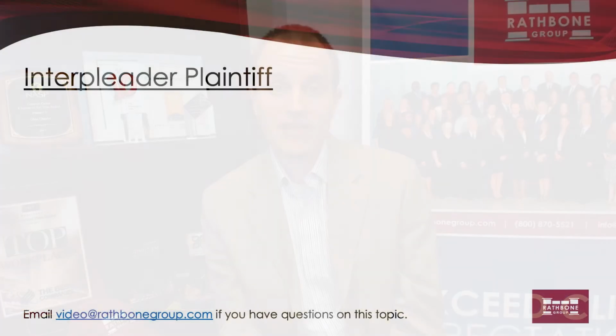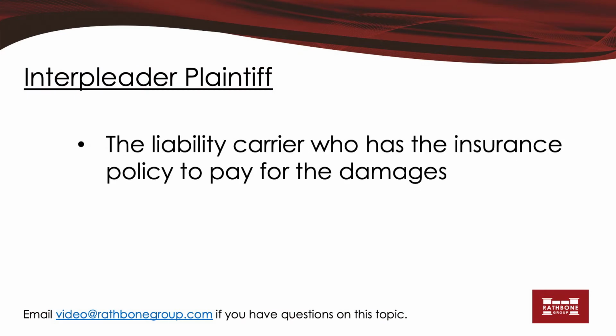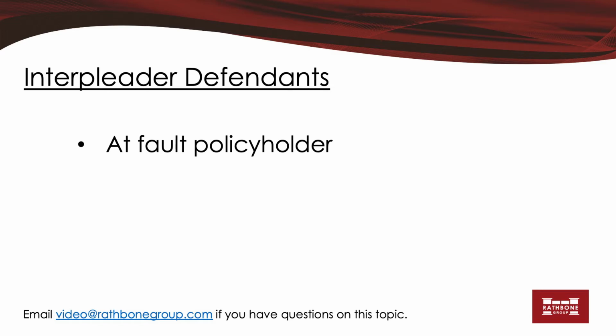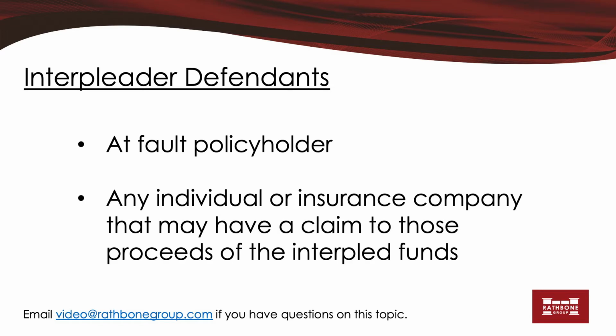So what's the insurance carrier to do? Well, they will hire an attorney and file an interpleader, in which case they will put the funds on hand with the court and say, you guys figure it out, here's $1 million, we don't want to do anything else with this. In an interpleader, the plaintiff then is usually the liability carrier who has the insurance policy to pay for the damages, just not enough to pay for all damages. The defendants, the parties who have to respond to it, are the at-fault parties or the liability policyholder, and any individual or insurance company that may have a claim to those proceeds, to the interpled funds.